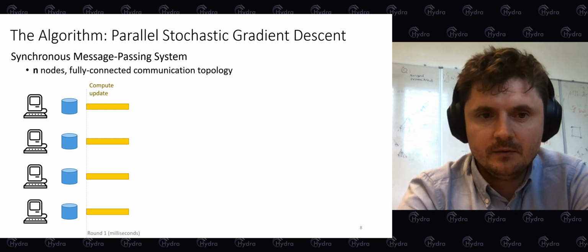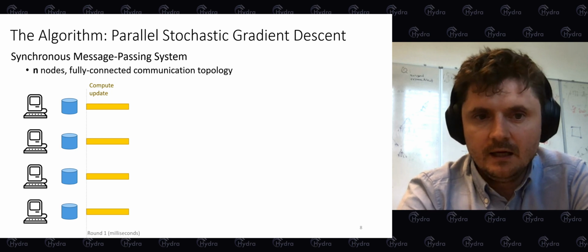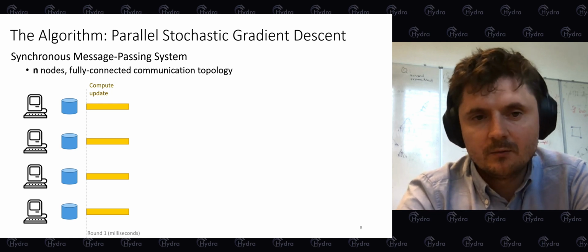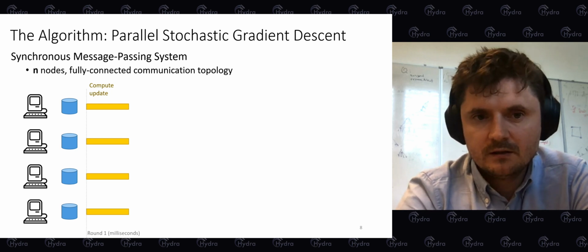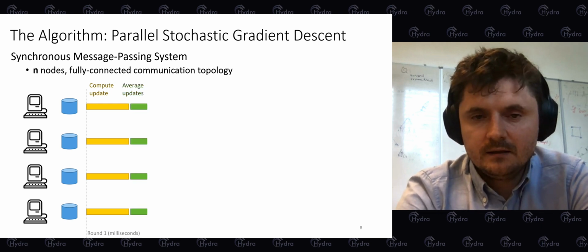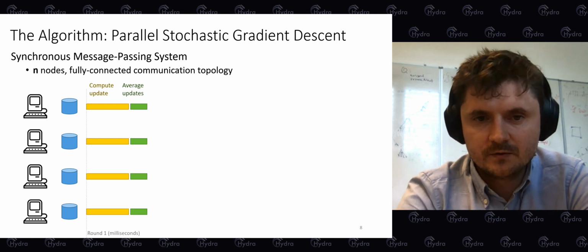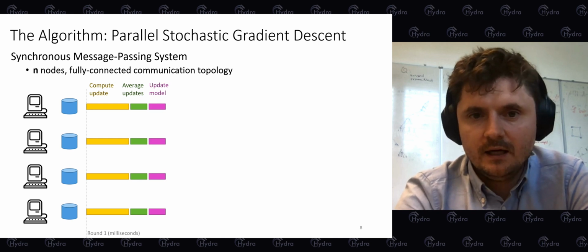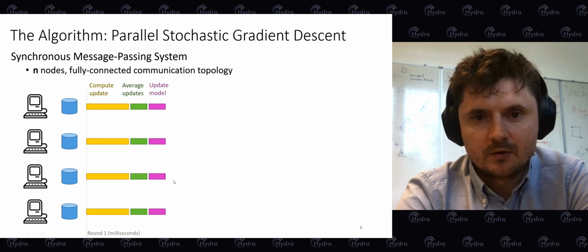Basically, they sample some data from their local data set, and then they compute an update to their model, which would reduce the loss of this model on the data. And then they have to average their updates in an all-to-all fashion in order for all of them to have each other's updates. And then they update their local model.